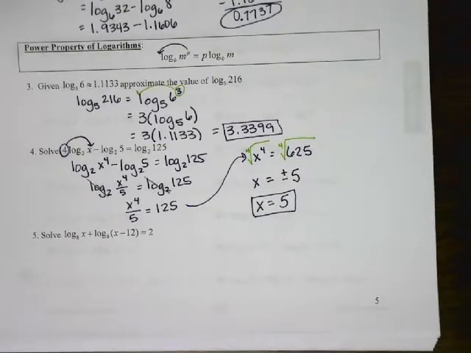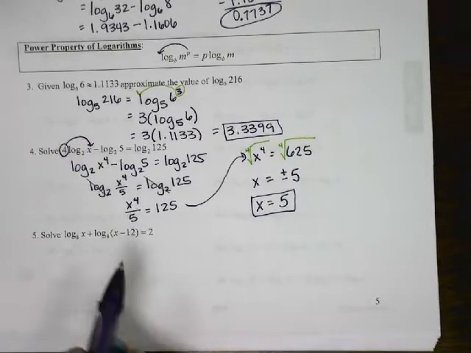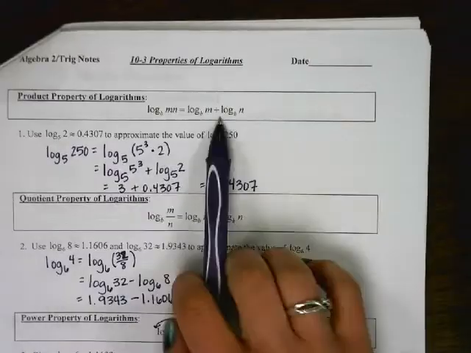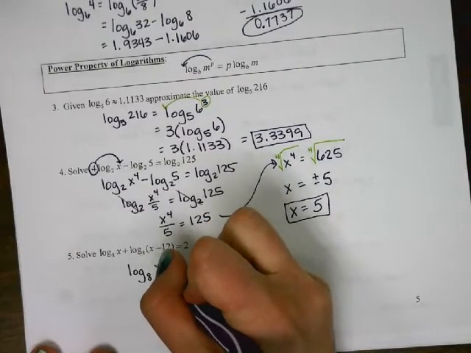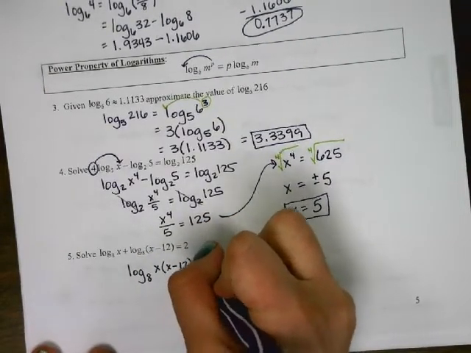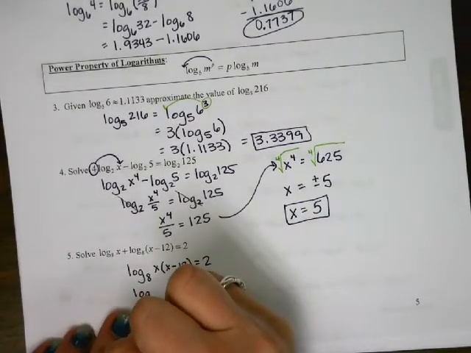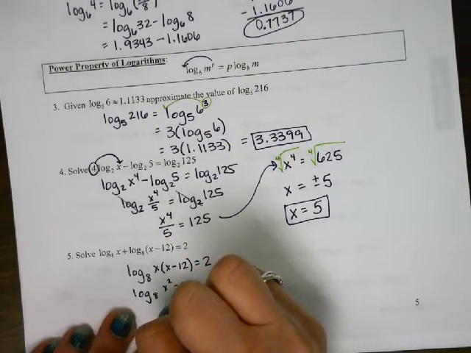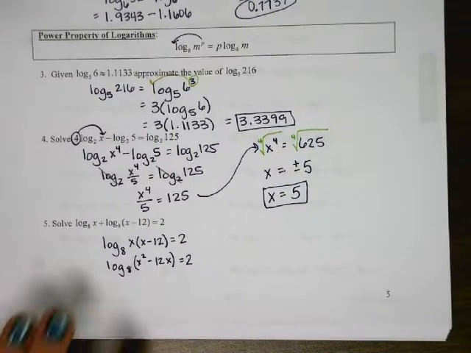Okay, let's try another one. Number 5. Log base 8 of x plus log base 8 of x minus 12 is equal to 2. Okay, so I've got two logs. I see a plus sign. I'm going to squish it together with multiplication. Okay, here we go. Log base 8 of x times x minus 12 is equal to 2. Or you can think about that if we distribute it as log base 8 of x squared minus 12x equals 2.